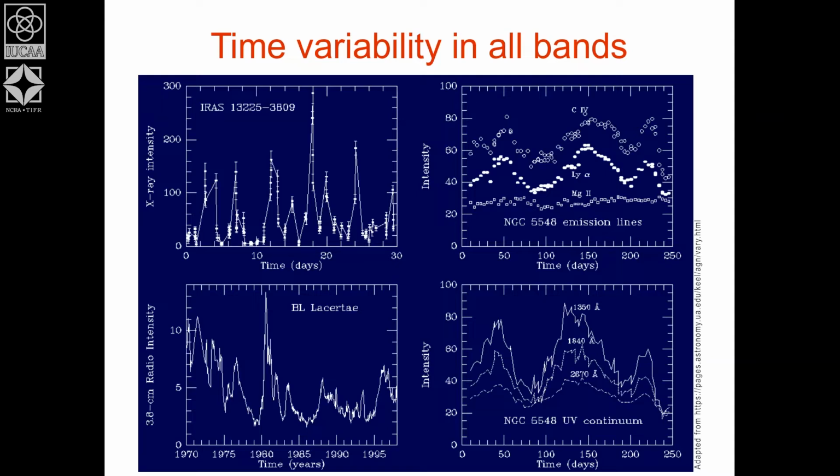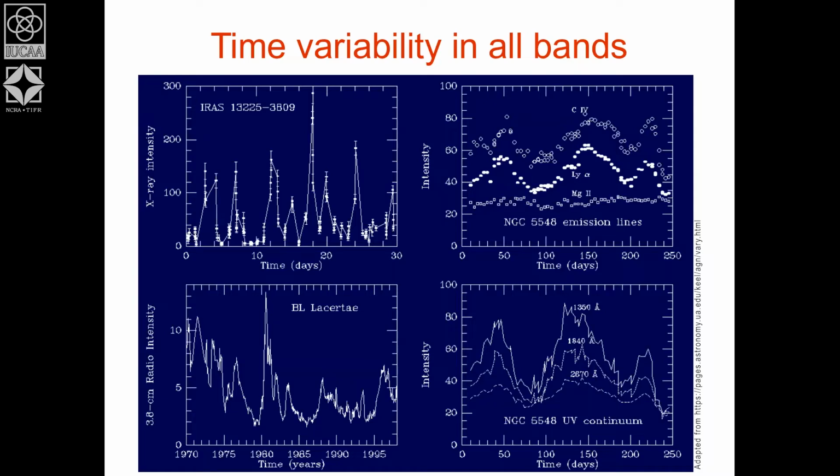If you look at the optical and ultraviolet continuum emission, for example, this is the continuum emission measured at different wavelengths: 1350 angstrom, 1840, 2670, and 5170 angstrom from this Seyfert galaxy called NGC 5548. Again, this continuum intensity is plotted as a function of time, and you see again this strong variability of the ultraviolet continuum emission.